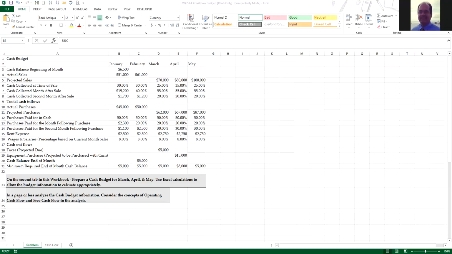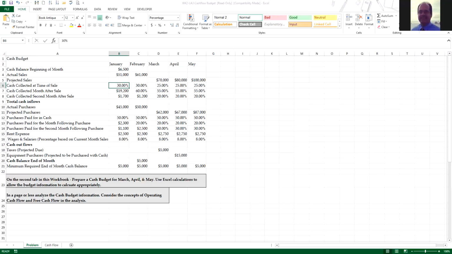We have $6,500 at the beginning of the month. We have actual sales of $51,000. Now here in this first, we need to figure out the 30% of cash collected at the time of sale. Well, the sales were $51,000. We collected 30% of cash in those actual sales. So we're going to need to figure out 30% of 51,000.